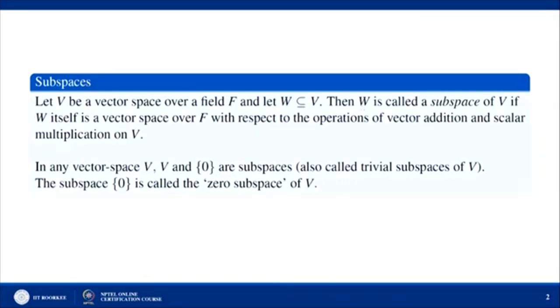So in any vector space V, two subspaces are trivial. The first one is V itself, because V is a subset of V and it is a vector space, and the second is the zero subspace. The subspace 0 is simply the additive identity, and is also called the zero subspace of V. So if a subset W of a vector space V is given to you and W itself is a vector space over the same field F with respect to the same vector addition and scalar multiplication, then we say that W is a subspace of the vector space V.